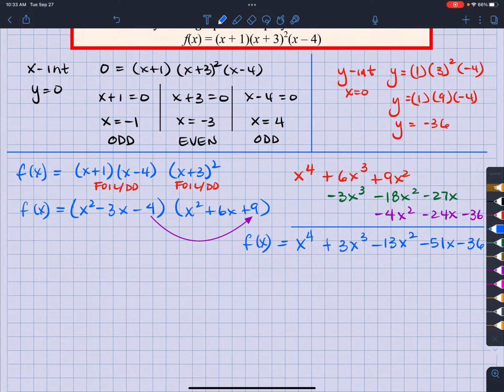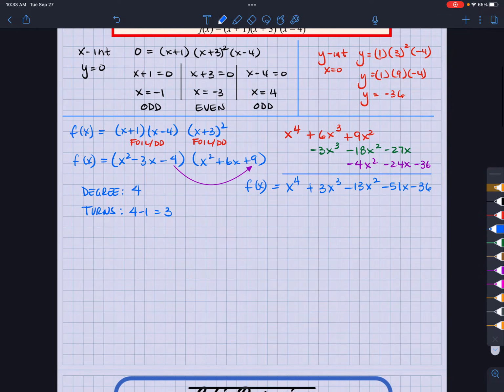With that being said, what do I know? I know that the degree is 4. So the number of turns is 4 minus 1, which equals 3. So I have 3 turns. All right, with that being said, let's take a look at what the graph might look like now.